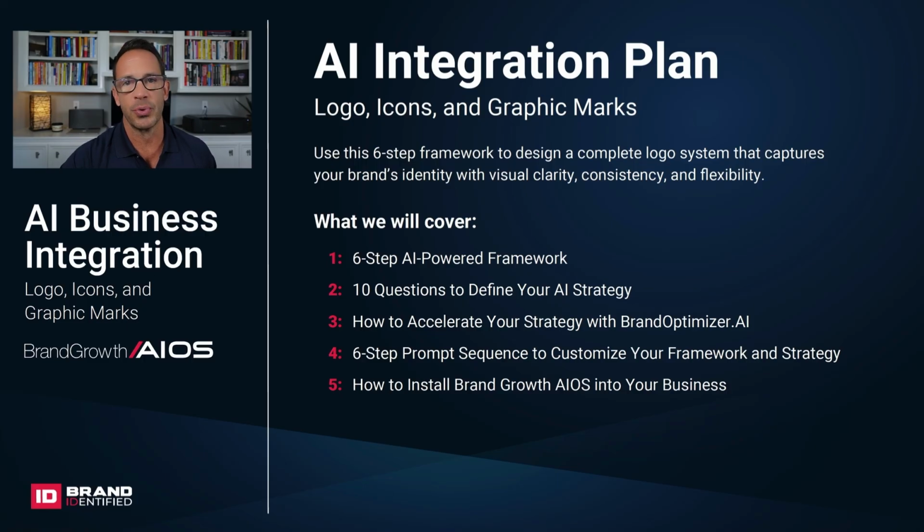First off, we're going to go through that 6-step AI-powered framework. Then I'm going to help you define and answer the 10 questions that you must define for your AI brand strategy. Then I'm going to show you how to accelerate that strategy with the BrandOptimizer.ai custom GPT. Then I'm going to walk you through a 6-step AI prompt sequence to help you customize your framework for your business, also using that BrandOptimizer.ai custom GPT. And then finally, I'm going to show you how to install Brand Growth AIOS into your business. So let's jump in and get started.